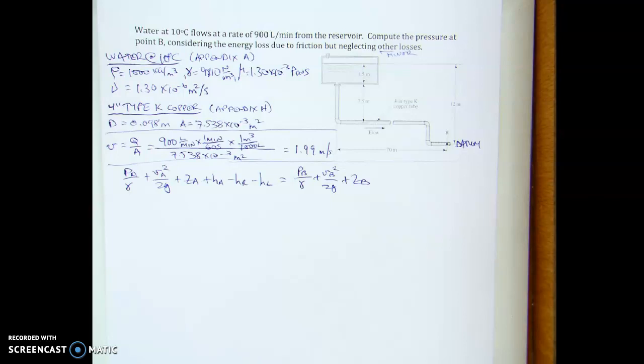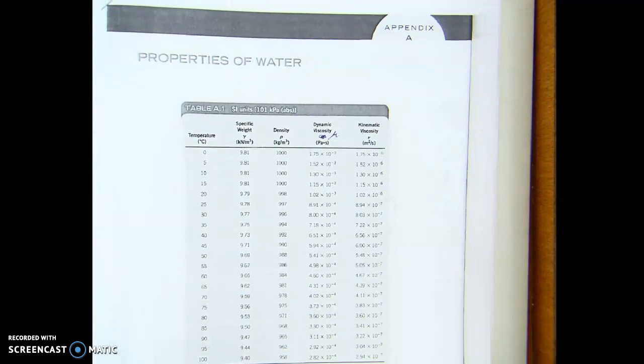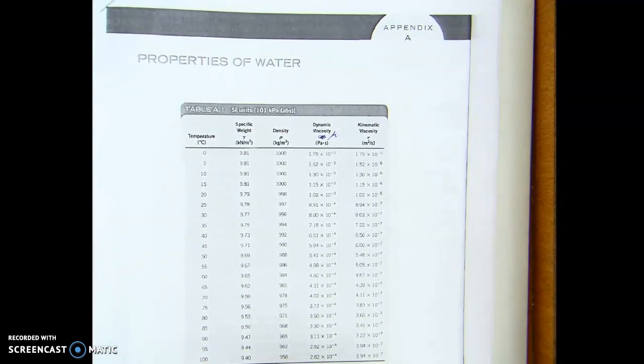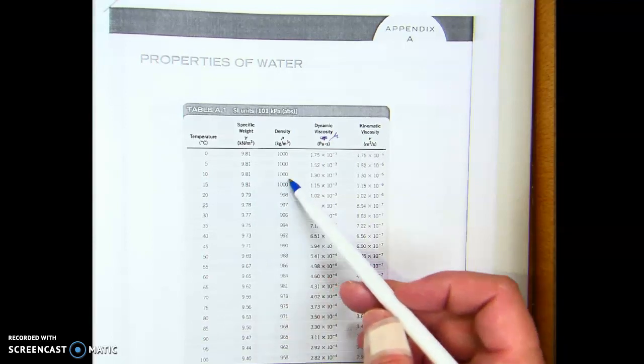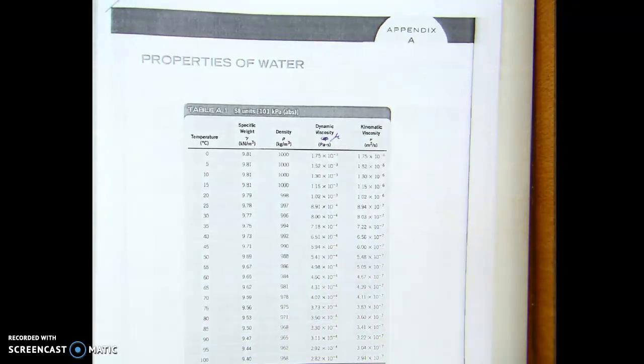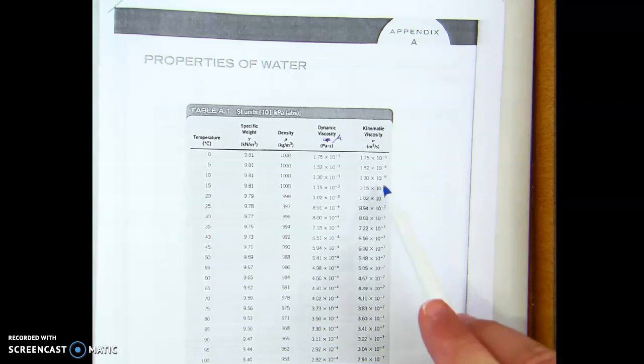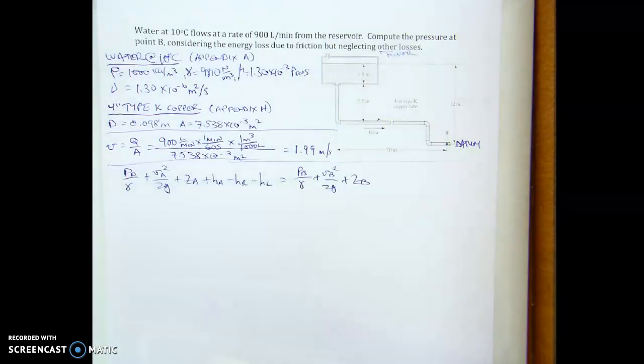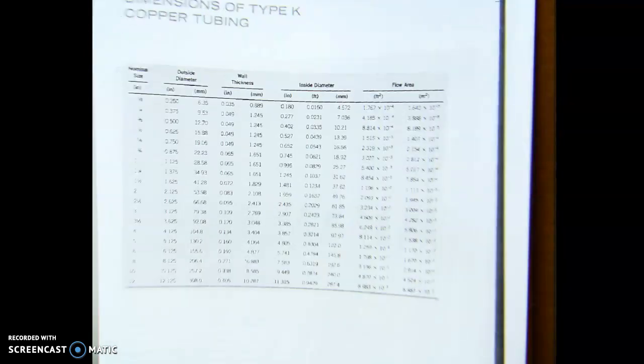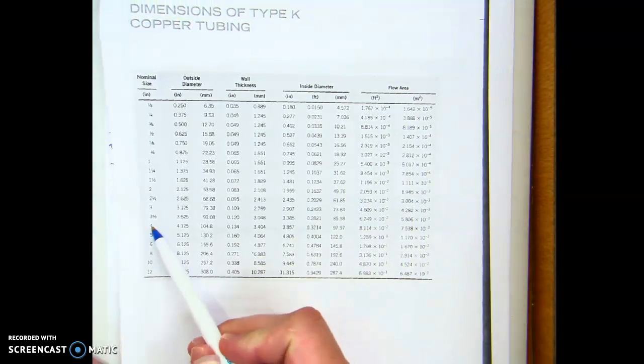You can see that already I've gotten some of the homework out of the way. Housekeeping sort of stuff by getting the properties of water and the properties of the pipe. In our Appendix A, we can look up the properties of water at 10 Celsius: 9810, 1000, 1 times 10 to the minus 3 for dynamic viscosity, 1.3 times 10 to the minus 6 for kinematic, as recorded there. That's Appendix A, and then Appendix H has our information about Type K copper. So we want to go down to 4-inch Type K. So there's 4-inch right there.